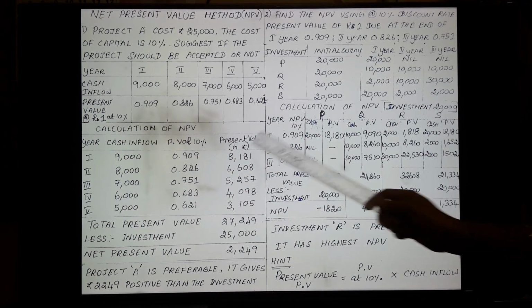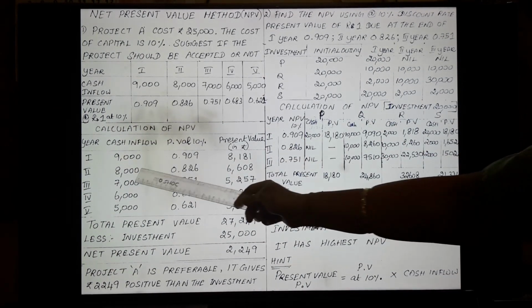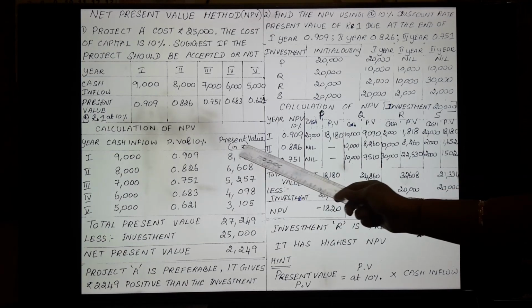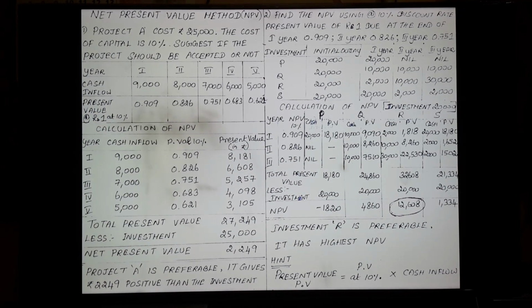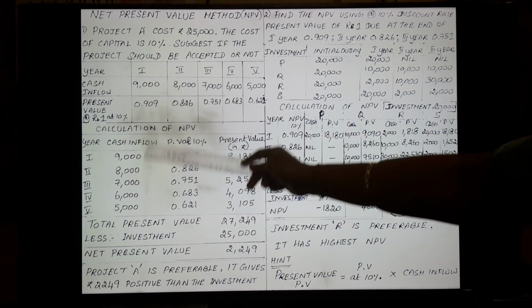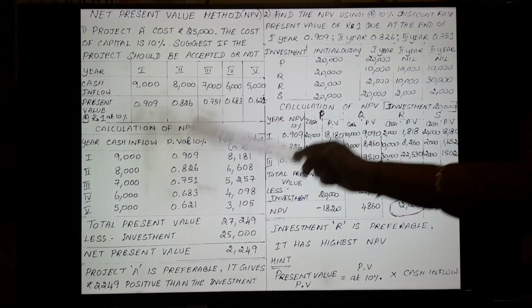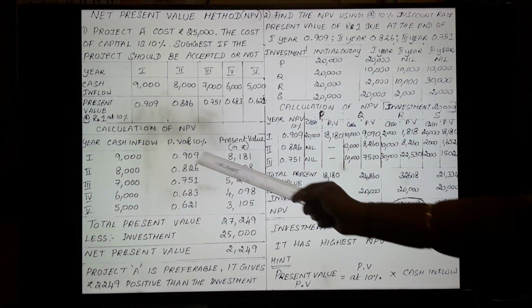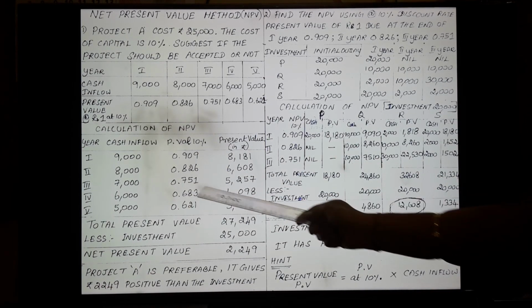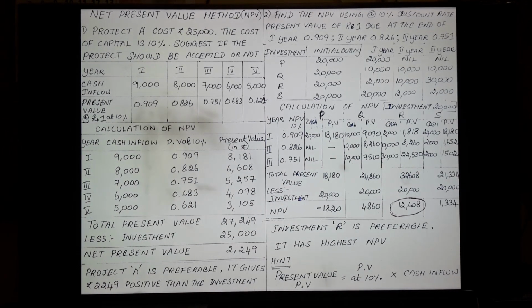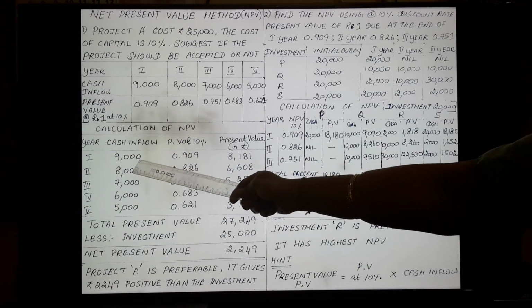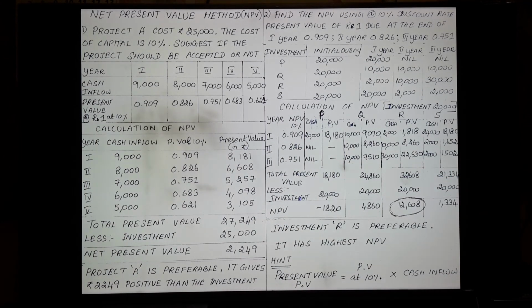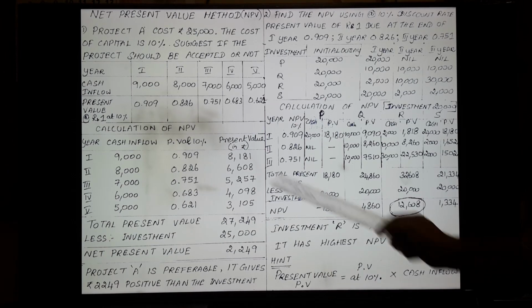For that purpose, you open 4 columns: year, cash inflow, present value at 10% rate, and the present value. So directly you write the cash inflow: 9,000, 8,000, 7,000, 6,000, 5,000, and after that the values which are given: 0.909, 0.826, 0.751, 0.683. That also you write. Very simple. You have to multiply the cash inflow with the present value. So that is the hint I have given.